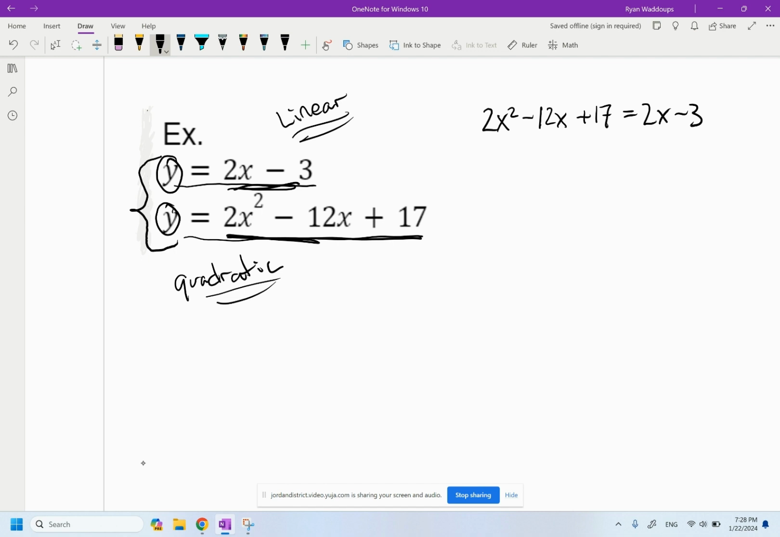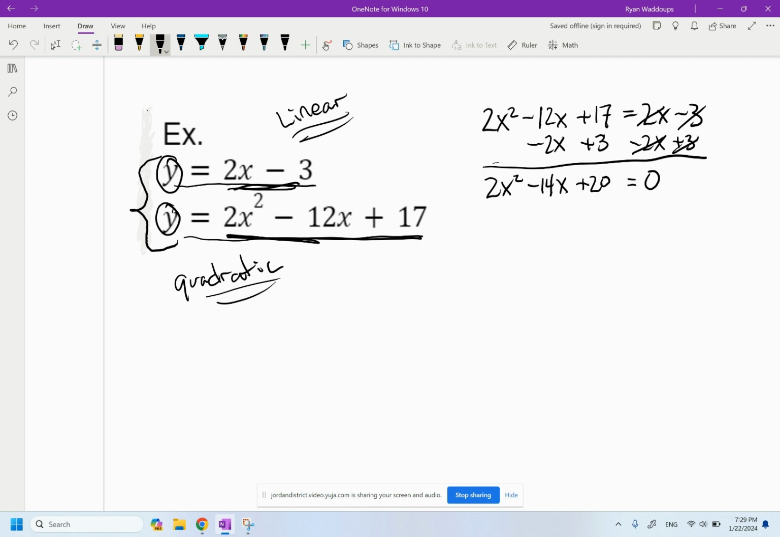And then I want to get everything on the one side. I'm going to subtract 2x and subtract 2x. That'll eliminate that. I'm going to get rid of that minus 3 by adding 3. Add 3 and add 3. I'm going to put them here by their like terms. Those cancel. And on the right, then I'm equal to 0. And on the left, I've got 2x squared. Negative 12x minus 2x would be negative 14x. And then 17 plus 3 would be 20.